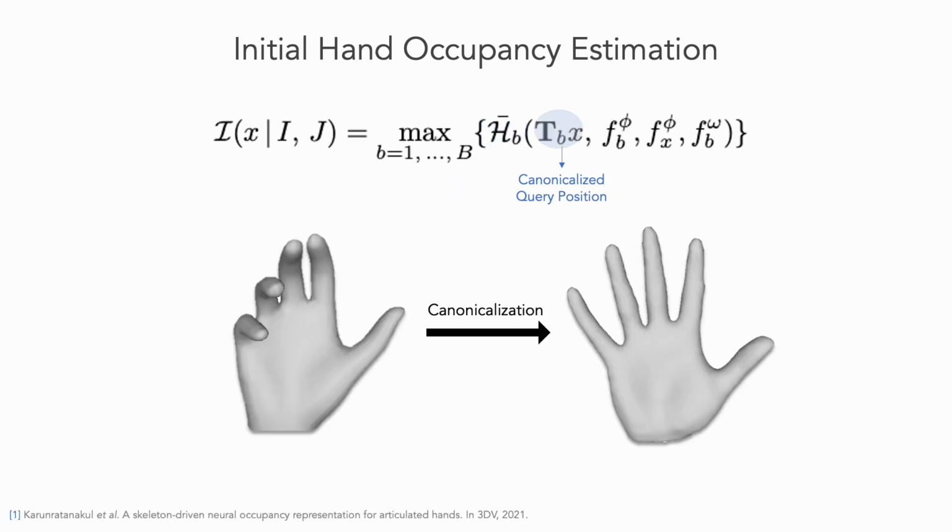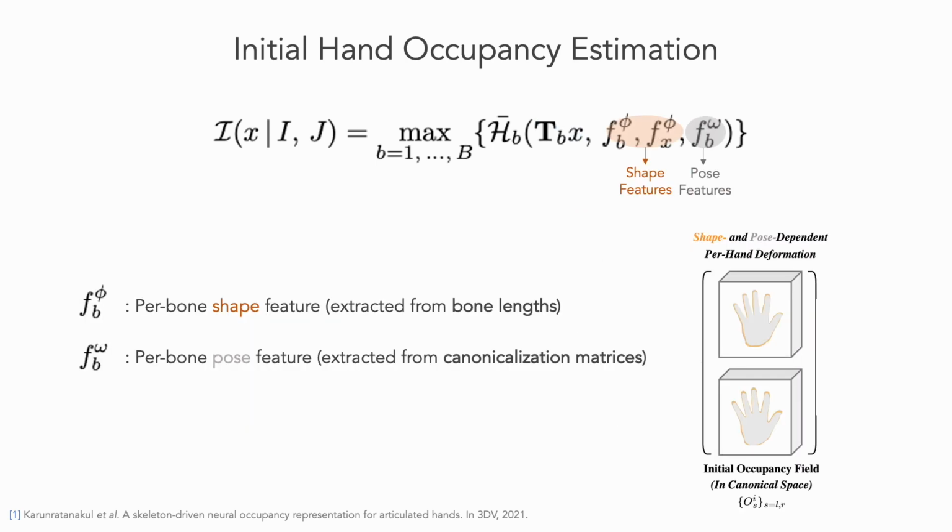In this stage, the input query position X is transformed to the canonical space for the current bone part. Here, the canonicalization matrix for bone B, denoted by T_b, is computed using the input 3D hand key points using the biomechanical constraints algorithm of HALO. To model shape and pose-dependent per-hand deformations, our part occupancy function takes per-bone global shape and pose features, each extracted from bone lengths and canonicalization matrices, respectively.